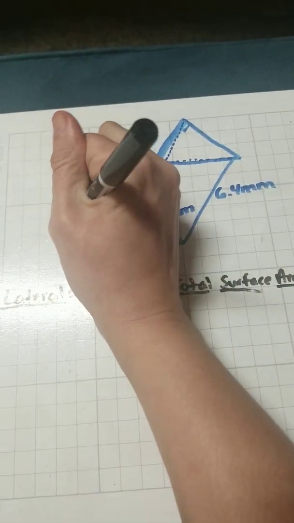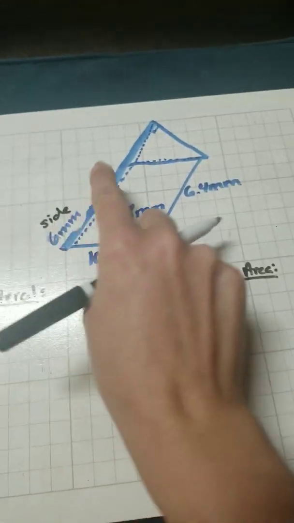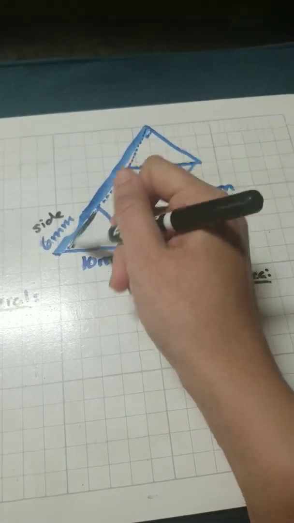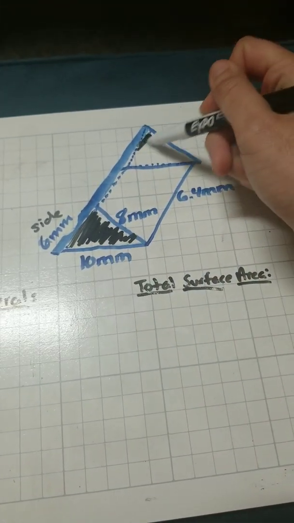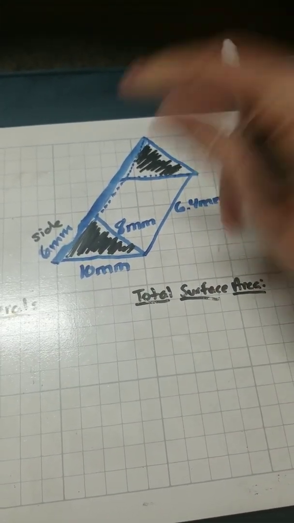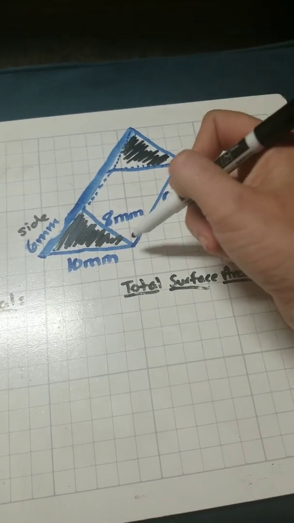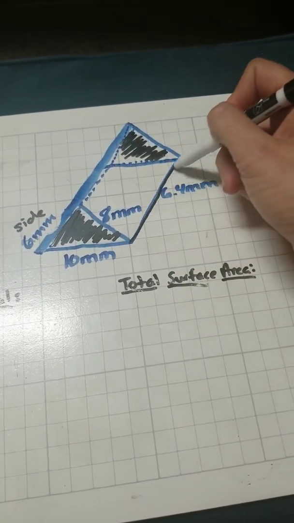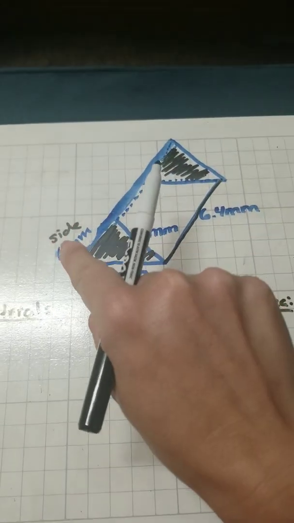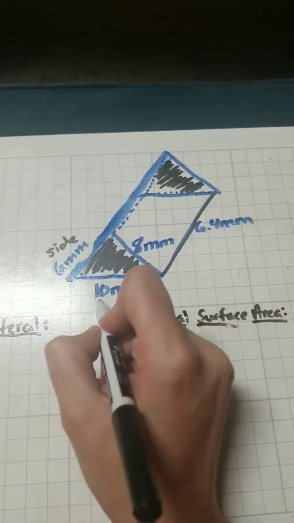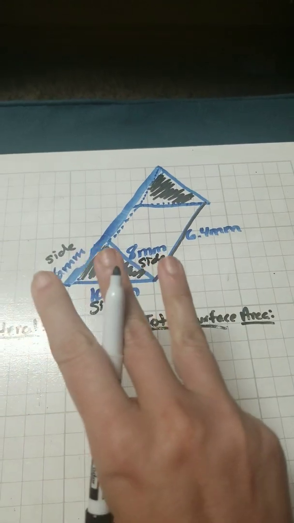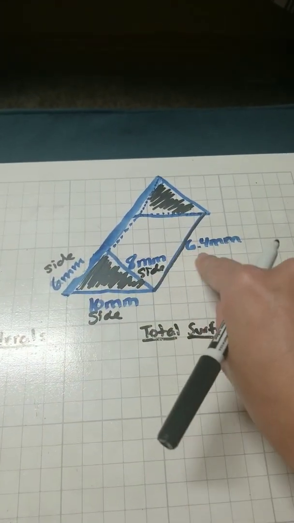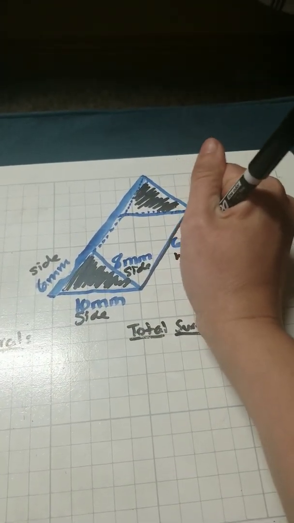So 6 is the side of your base. This is your base. Your base is the shape of a triangle. That's why it's called a triangular prism. And it is made up of two bases that are opposite each other and connected by a vertical line. So 6 is a side, 10 is a side, and 8 is a side. Triangles are made up of three sides. This 6.4 over here, that is the height of your prism.